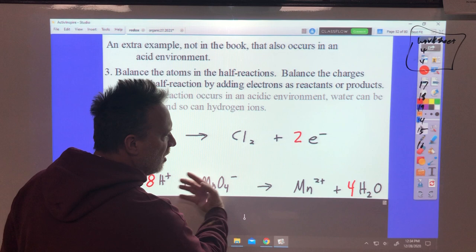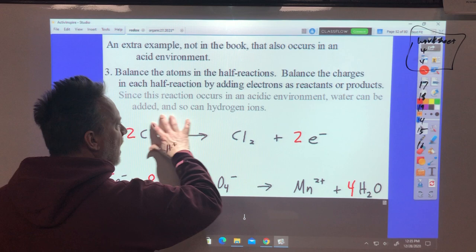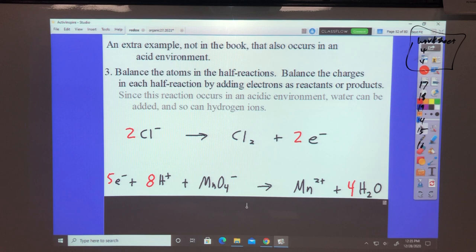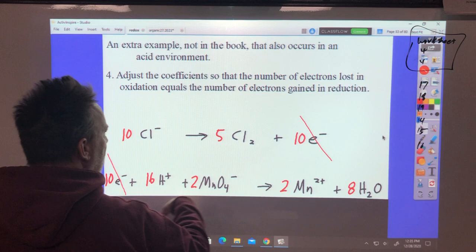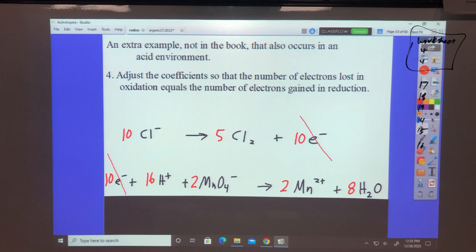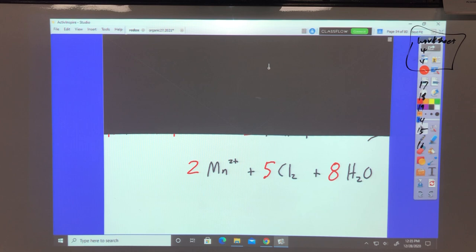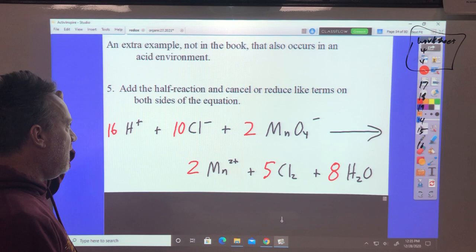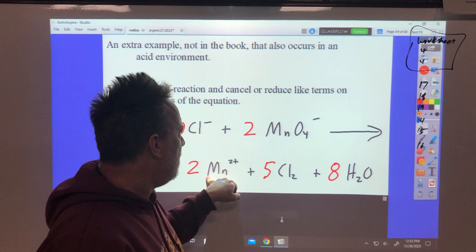Now what's the next step? Multiply this by 5, multiply this by 2. This looks a lot like the last one we had. Once I do that, my 10 electrons cancel and I can add everything up. And once I do that, I've basically eliminated the electrons. 16 H plus, 10 Cl minus, 2 MnO4 minus, 2 Mn2 plus, 5 Cl2, and 8 H2O.